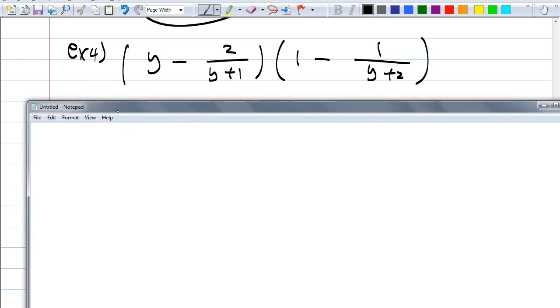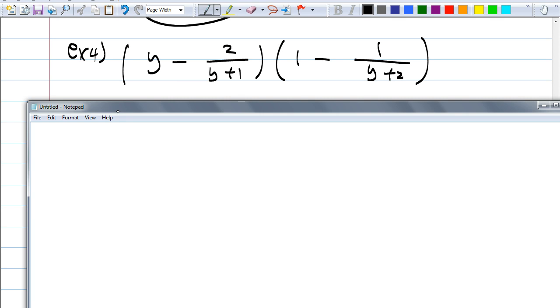Here's example 4. This example is kind of interesting because we haven't been multiplying fractions so far, but this one has subtraction and multiplying the fractions together. But actually this is not that hard. It says y minus 2 over y plus 1 times 1 minus 1 over y plus 2. So write it down and think about what you need to do. Do we still have to follow the order of operations? Yes. So we have to deal with the parentheses first. Then after you simplify what's inside the parentheses, you multiply those two expressions together.